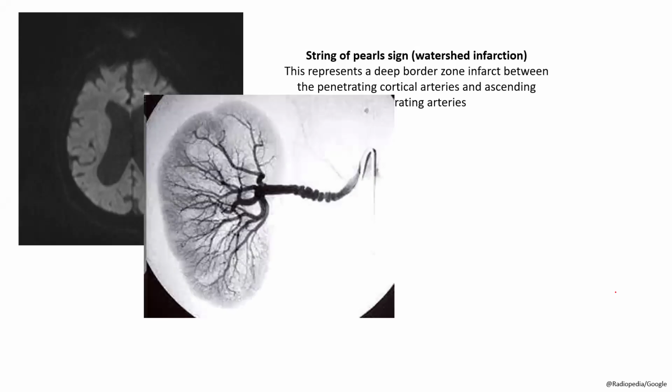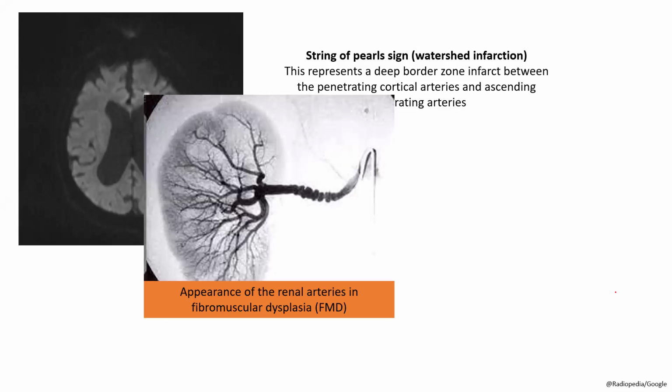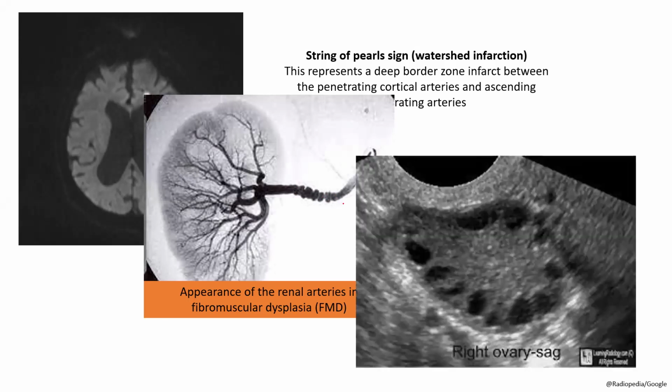String of pearl sign has also been described in fibromuscular dysplasia in renal arteries. So this is a renal angiogram, conventional angiogram, which shows multiple nodular appearance of the renal artery. So this is fibromuscular dysplasia, which is affecting the renal artery. This is a string of pearl sign in a case of polycystic ovarian disease, and this is ultrasound of the ovary. Multiple small follicles are seen in the periphery, giving string of pearl sign.